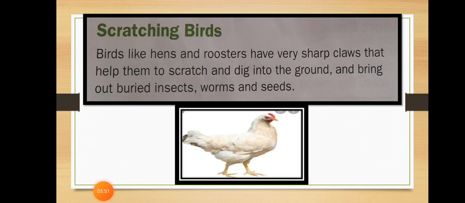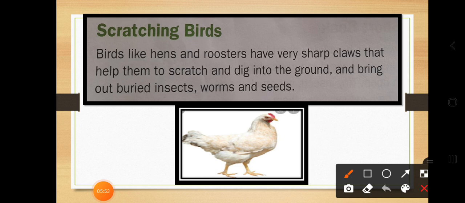Next is the scratching birds. What is the help of their claws in the scratching birds? With the help of such claws, what are they doing? They are scratching, which means they scratch at things. Birds like hens and roosters have very sharp claws that help them scratch and dig into the ground. So usually you can observe how the hens lay their eggs underground.